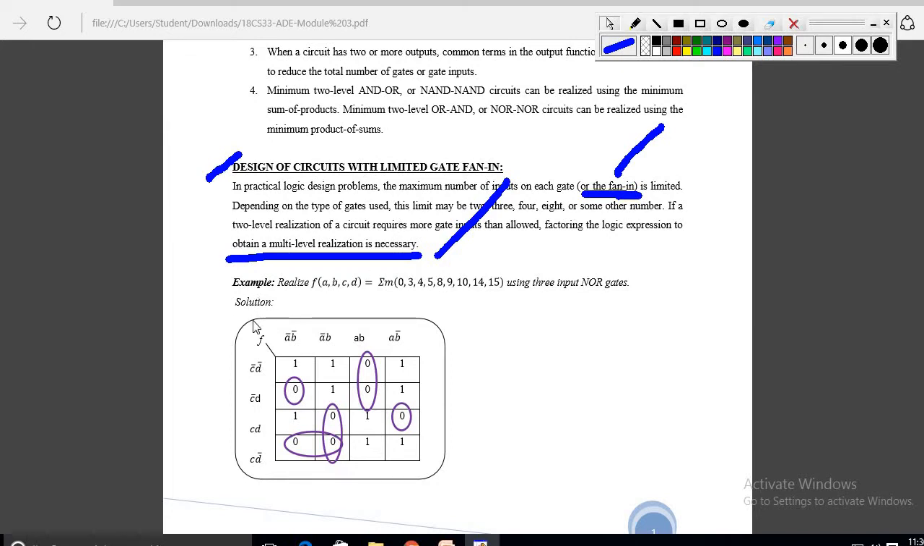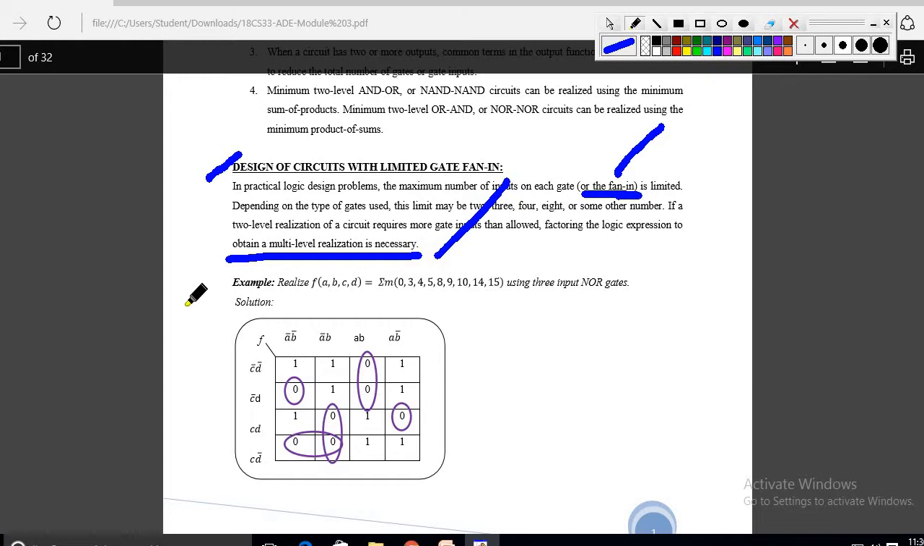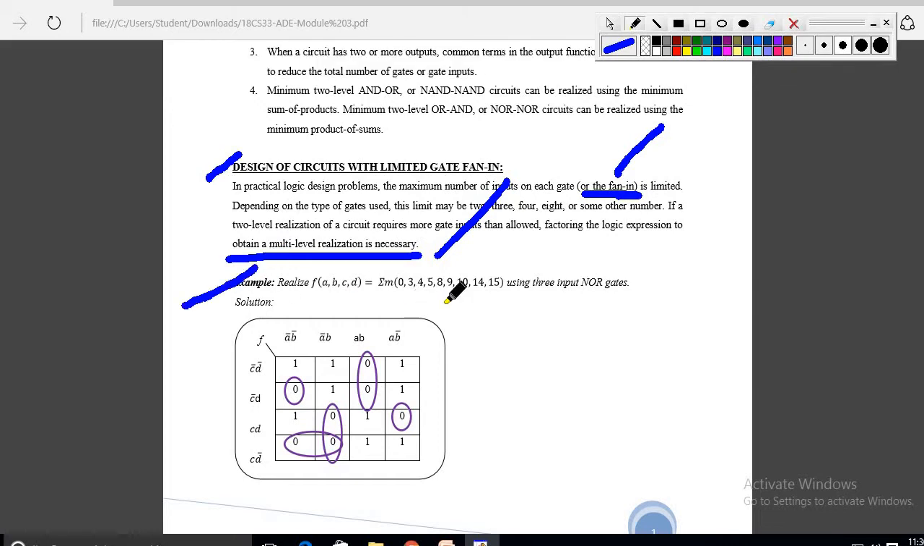In the first example, you have to see how exactly we design a circuit if a function of four input variables has been given with maxterms or minterms. For example, realize f of ABCD, given as a summation, using 3-input NOR gates. The solution for this expression is mentioned here, so we'll solve that. Please be careful while watching this video, because this concept is very important.